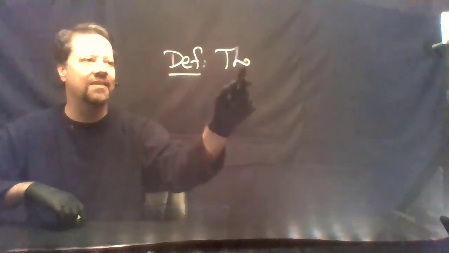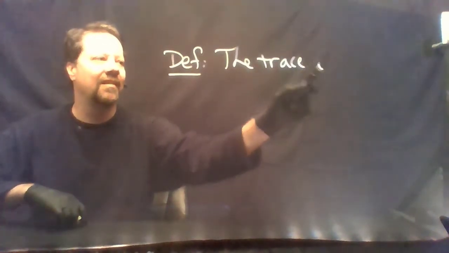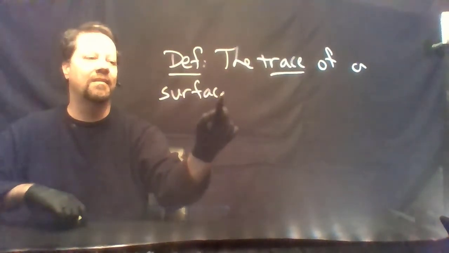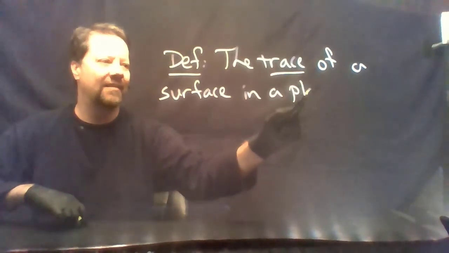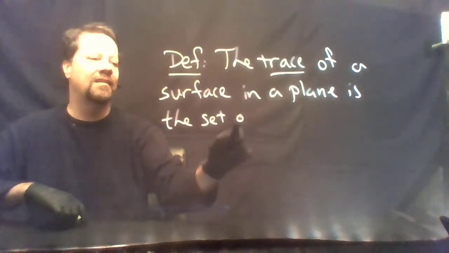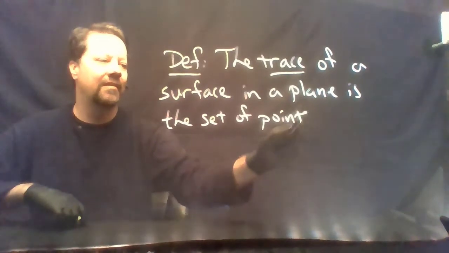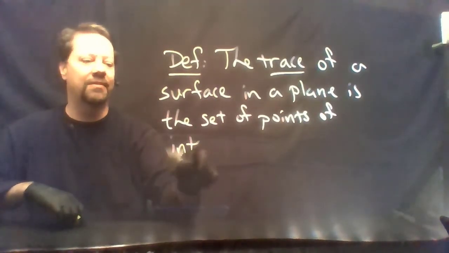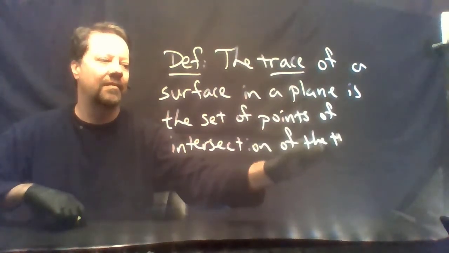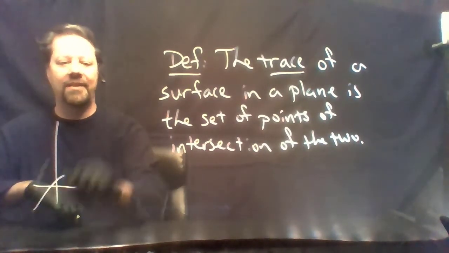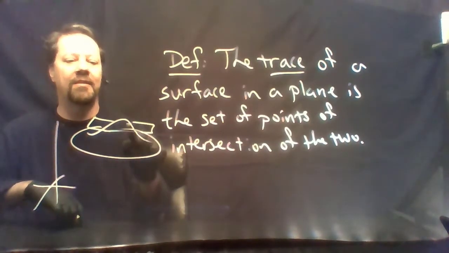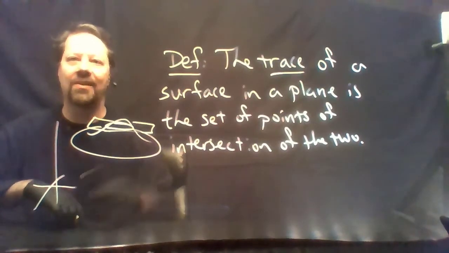The trace of a surface in a plane is the set of points of intersection of the two. So if in R3 you have a surface, maybe something like this, if you cut it with a plane, the points of intersection of the plane and the surface is called the trace.